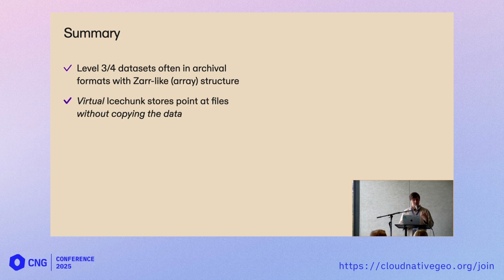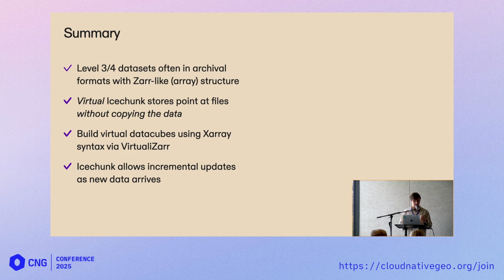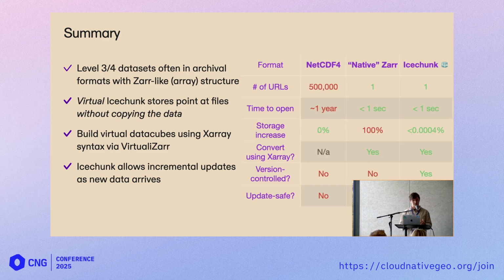The virtual feature of the IceChunk stores means you can point at original files without copying the data. VirtualiZarr allows you to build virtual data cubes at scale using the Xarray syntax that people are already familiar with. And then IceChunk's atomic commits allow you incremental updates as new data arrives. And so overall, you can compare different file distribution options, and IceChunk is just basically better in every respect, in my opinion. So yeah, that's my talk. Thank you.